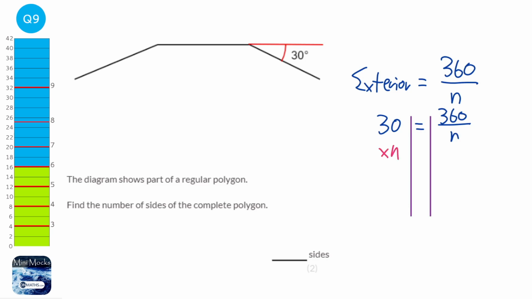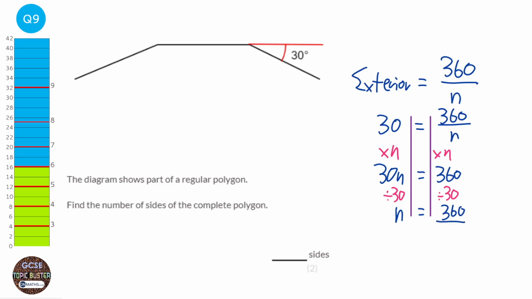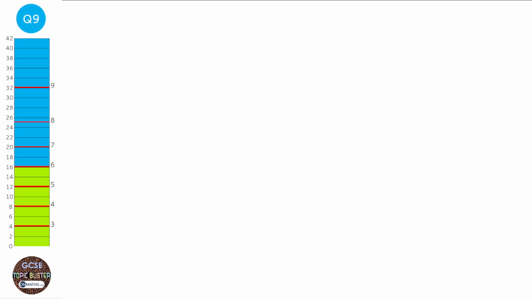We can times both sides by n. And then divide both sides by 30. And so we've got n equals 360 divided by 30. And when you do 360 divided by 30, we get the answer of 12. So it's a 12-sided shape.